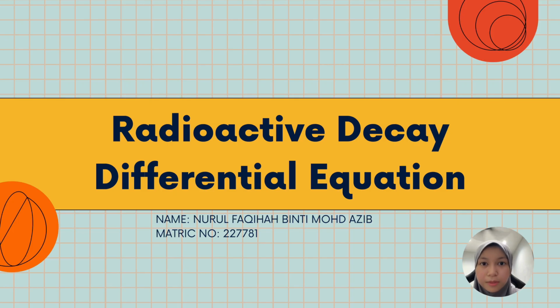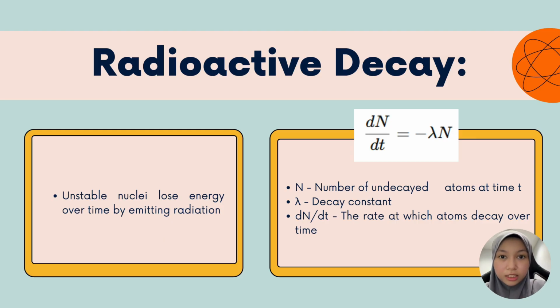So today we will be discussing radioactive decay and its relation to differential equations. Radioactive decay is a natural process where unstable nuclei lose their energy by emitting radiation. Over time, the number of radioactive atoms decreases following an exponential pattern. The rate at which a substance decays is proportional to the number of atoms present.